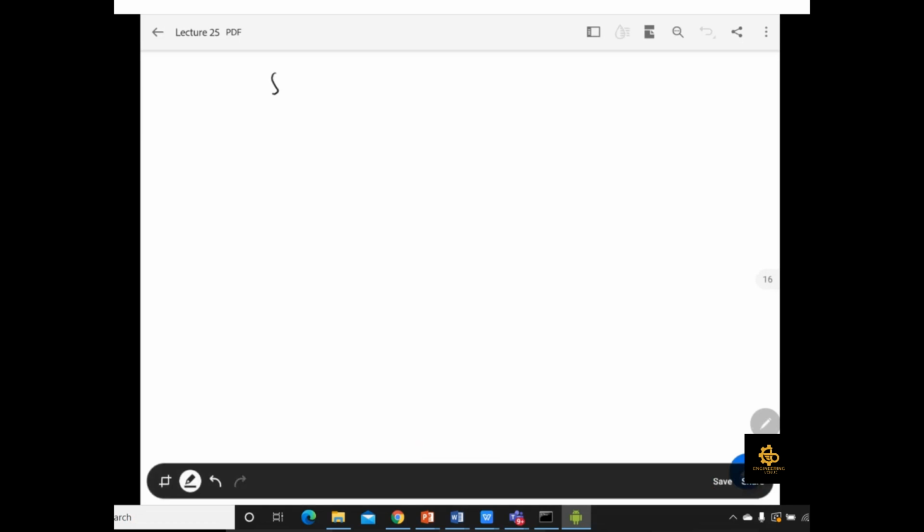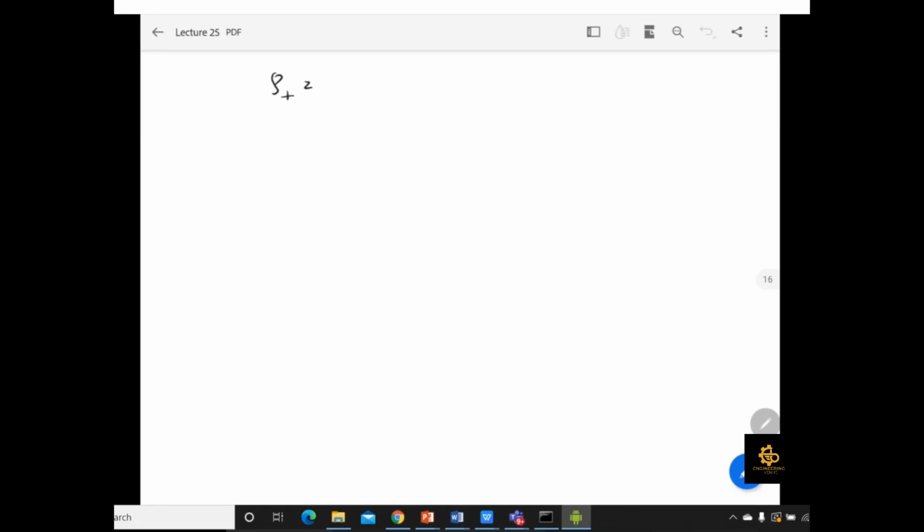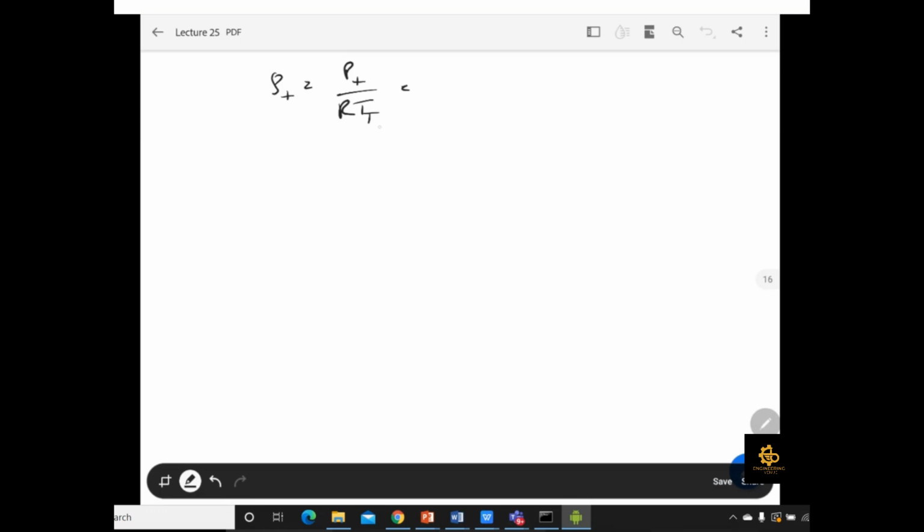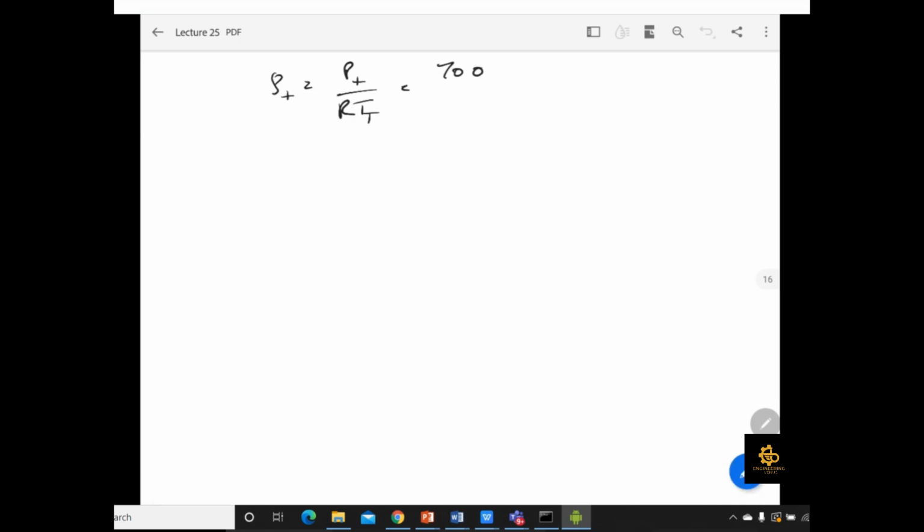Okay, so we can find the density at the throat, which is P_t over R times the temperature at the throat. The pressure at the throat is 700 kilopascal, which we call the throat pressure. So 700 kilopascal, and then the R value is 0.287, and the temperature at the throat is 788.5, and this is equal to 3.093 kg per meter cubed, which is the density at the throat.